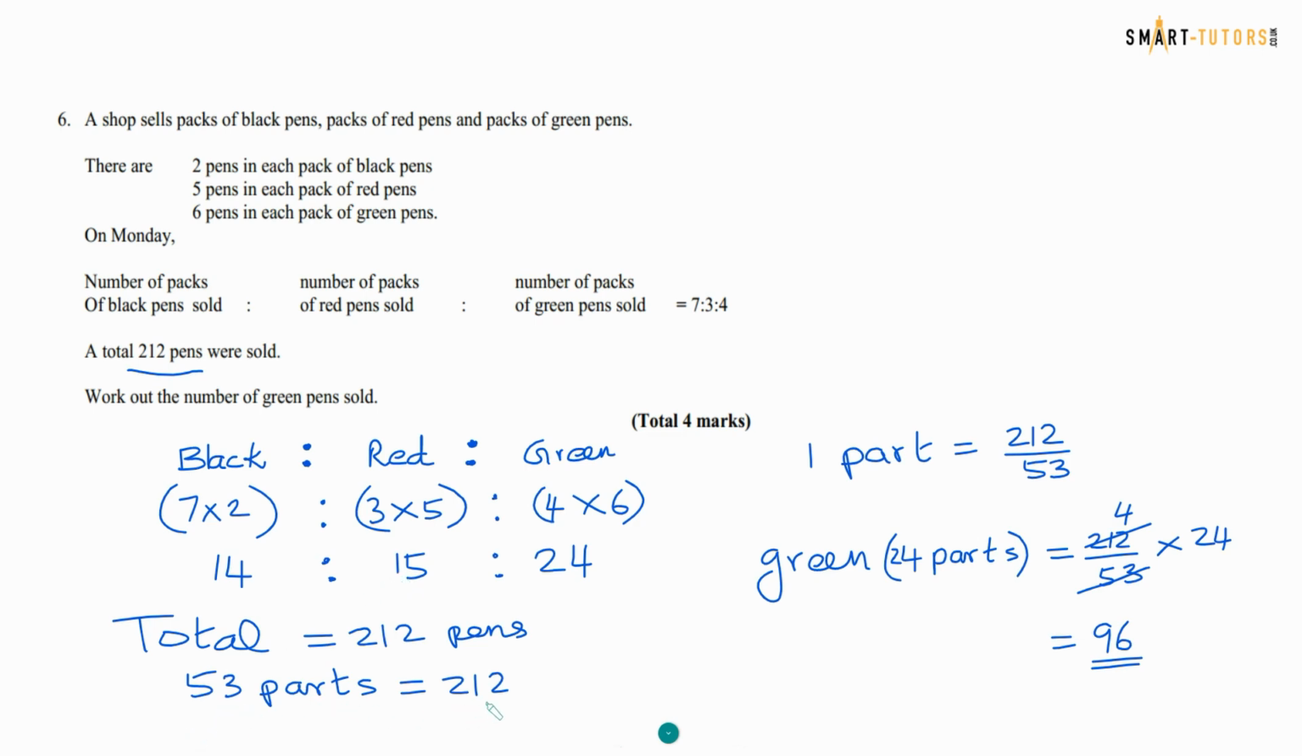53 parts equal 212, so 1 part equals 212 divided by 53. Keep that as a fraction. Then they are asking for the number of green pens, so green pens is 24 parts, so times by 24. 53 goes into 212 four times, then 4 times 24 is 96. That is the answer for question number 6.